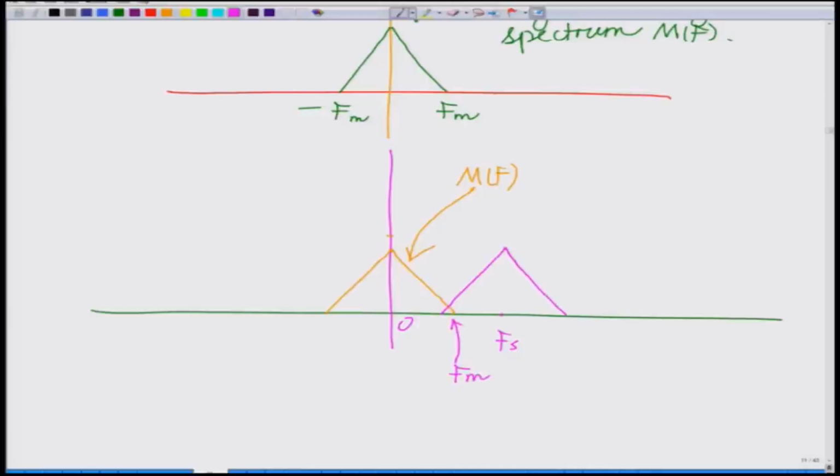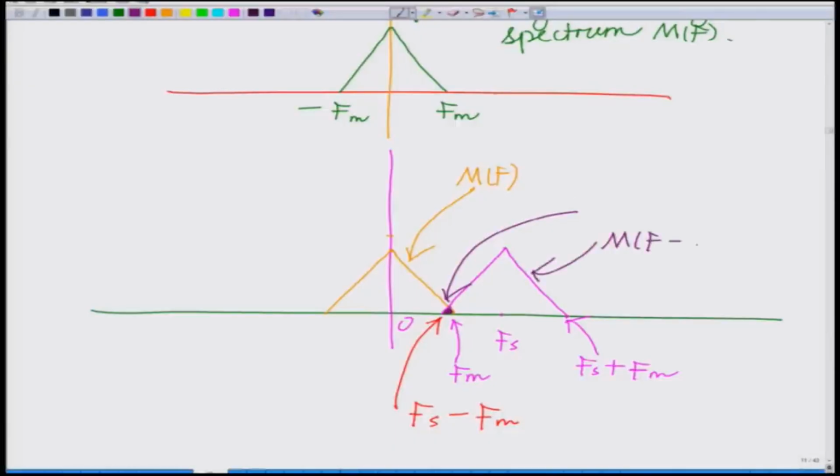Now, there is a copy at Fs. So, this point naturally is Fs plus Fm, and this point is interesting. If you look at this, this is Fs minus Fm. Now, there can potentially be an overlap in this region. These two copies, so this is your Fm, this is your Fs minus Fm. So, there can be an overlap between these two copies.